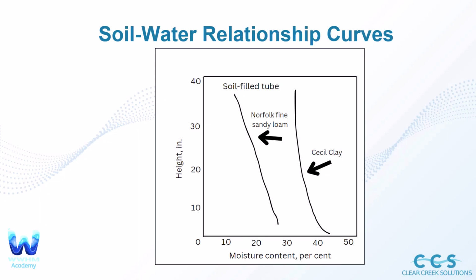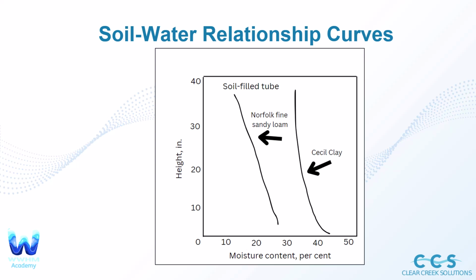So we can see here height in inches and the moisture content in percent. We can see in the soil-filled tube of the Norfolk fine sandy loam the comparison here between the height and that moisture content in and of itself. So you can see in the moisture content, as it continues to increase, we don't see on the high end an increase in height at that point, showing the relationship between the wilting point.